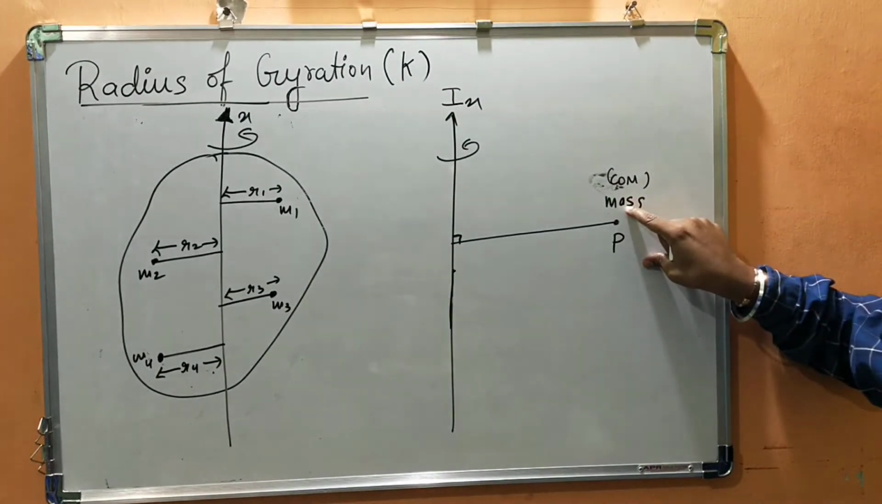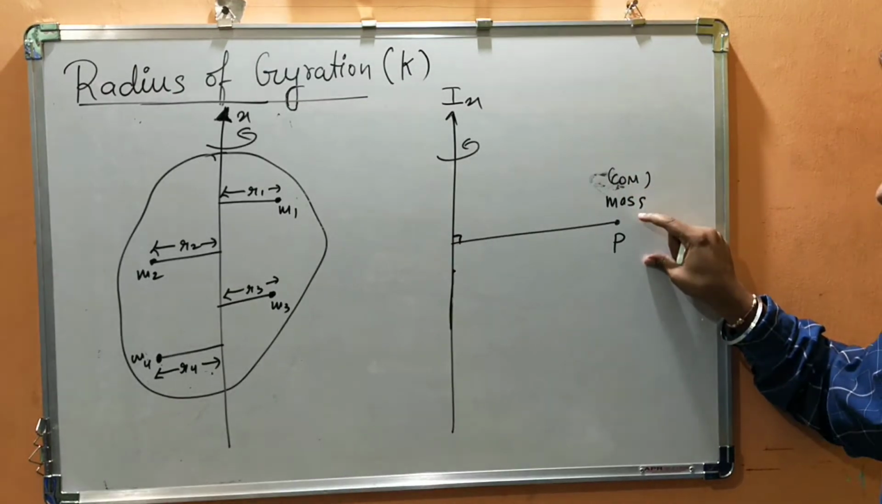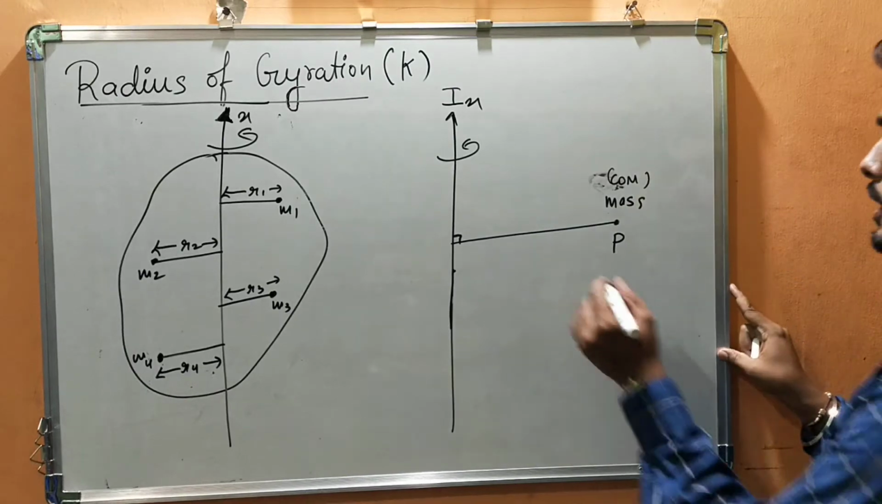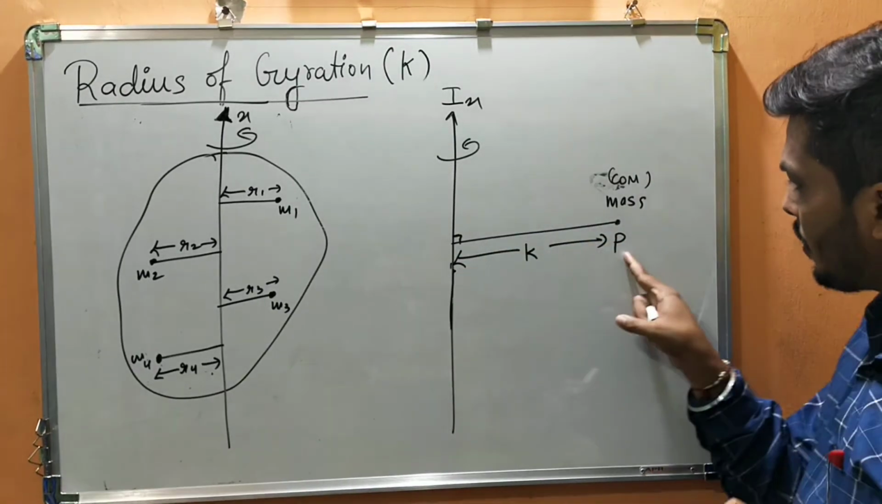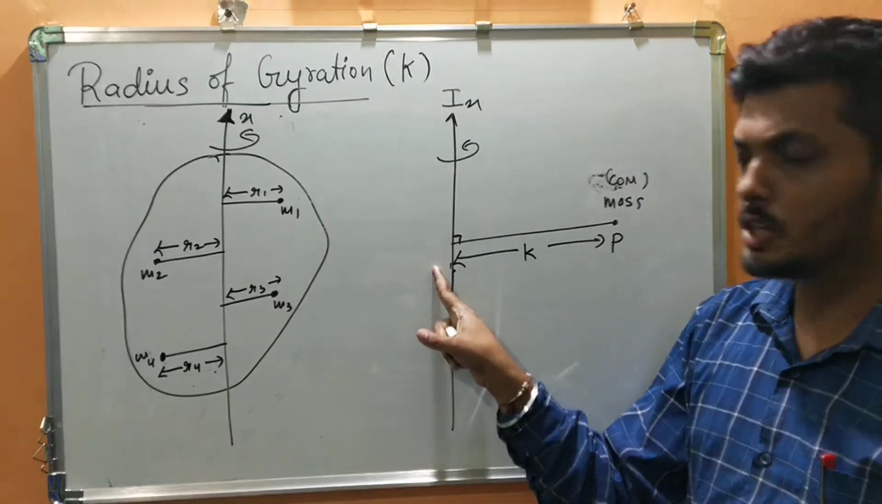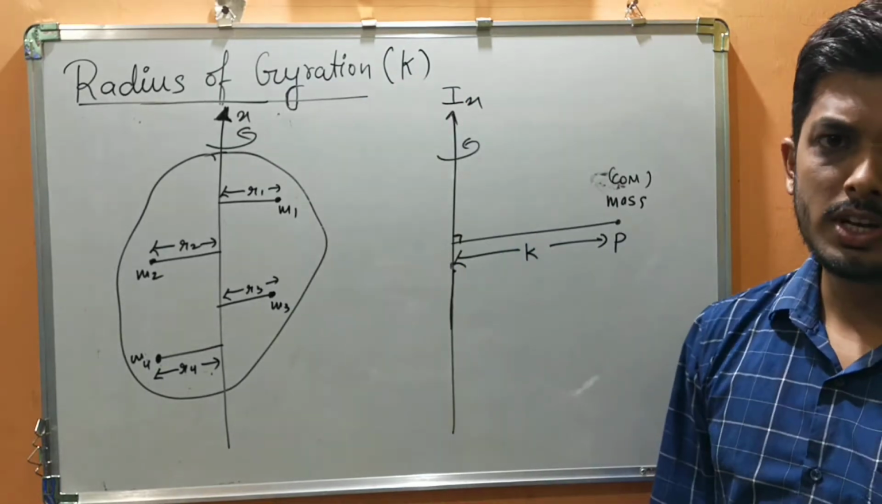Can you see I have written mass along with COM. COM indicates center of mass. Okay, so this distance from point P to the axis of rotation, that perpendicular distance is called as radius of gyration.